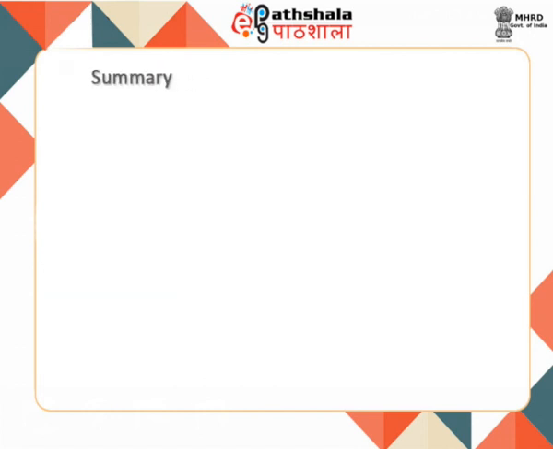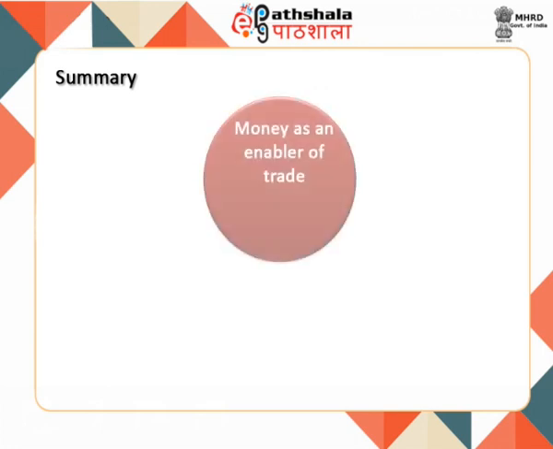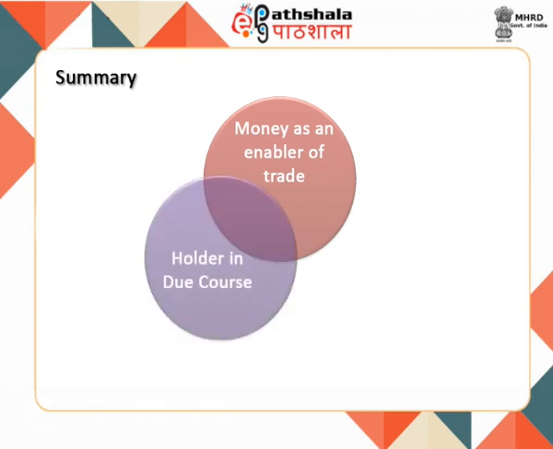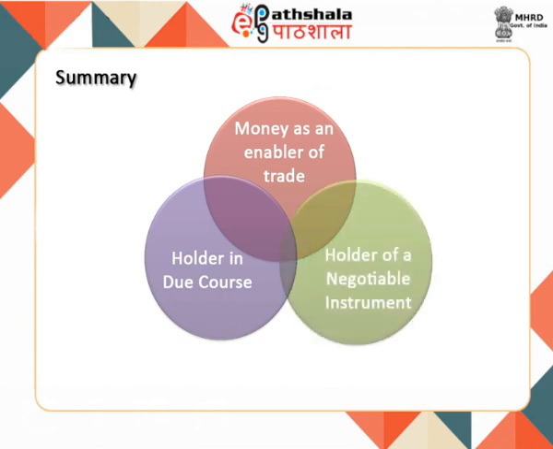Let us now recapitulate what we have studied in this module. Money enables us to obtain the required goods or services from the market. Holder in due course means any person who, for a consideration, becomes the possessor of a negotiable instrument before the amount mentioned in it became payable or without having sufficient cause to believe that any defect existed in the title of the person from whom he derived his title. The holder of a negotiable instrument means any person entitled in his own name to the possession thereof and to receive or recover the amount due thereon from the parties thereto.